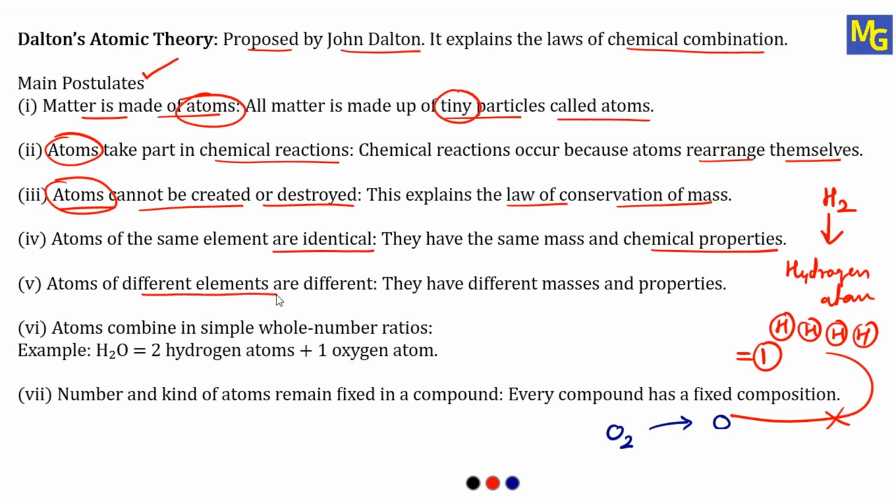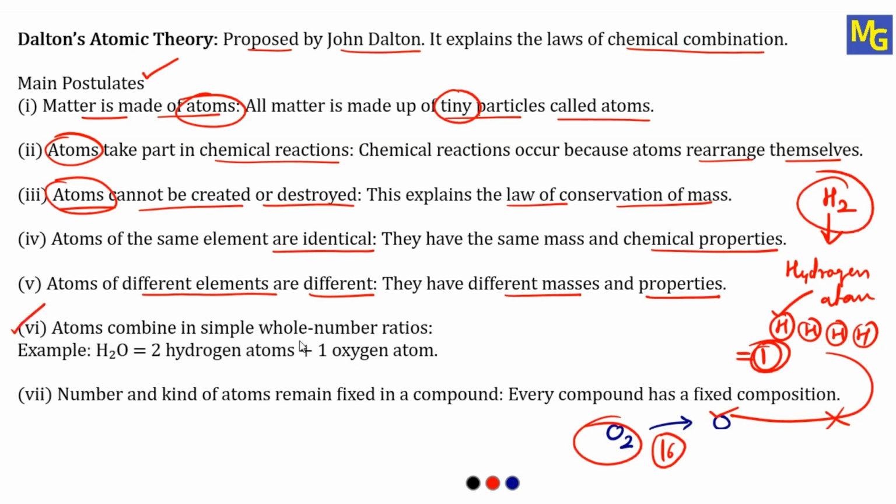Atoms of different elements are different. They have different masses and properties. Yes, clear. Atoms of different elements. Now we can take the example, one element hydrogen, one element oxygen. Hydrogen atom is H, oxygen atom is O. Both have different mass. What is the mass of hydrogen? It is 1. And what is the mass of oxygen? It is 16. So mass is different, even the properties are different. So remember, atoms of different elements are different. Atoms of the same element are identical. Very simple.